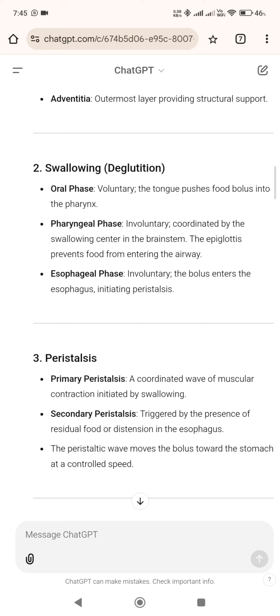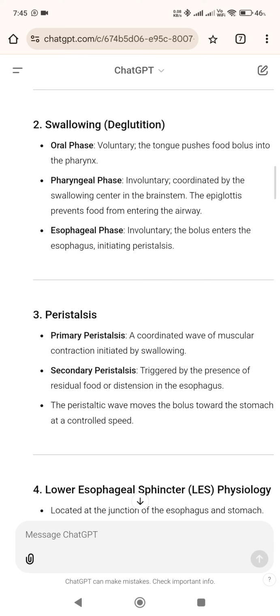2. Swallowing, deglutition. Oral phase, voluntary: the tongue pushes the food bolus into the pharynx. Pharyngeal phase, involuntary, coordinated by the swallowing center in the brainstem. The epiglottis prevents food from entering the airway. Esophageal phase, involuntary: the bolus enters the esophagus, initiating peristalsis.